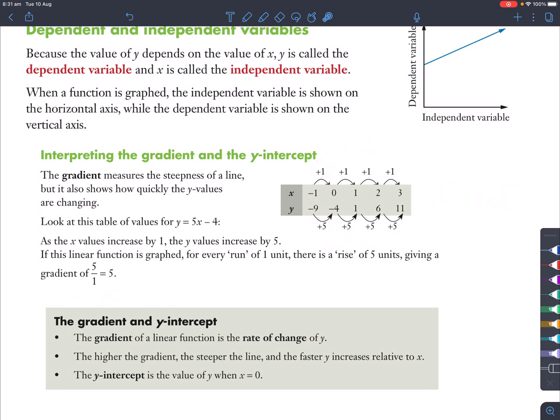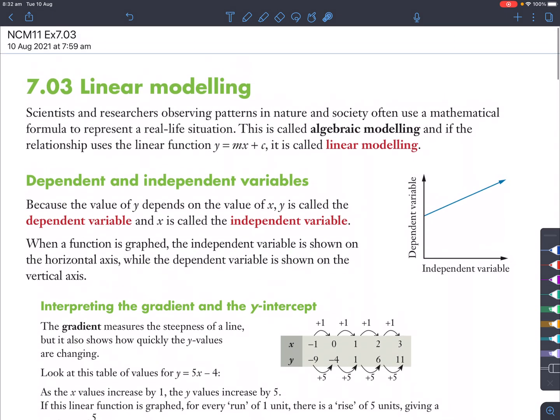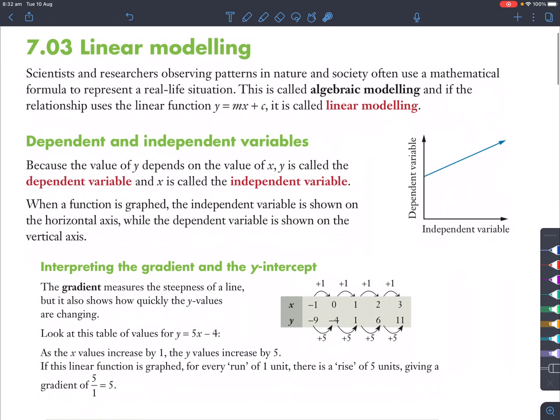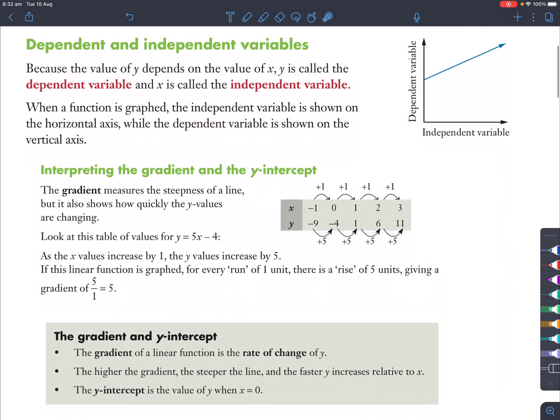Right. The important thing that I want you to write down out of all this, okay, is that the y is the dependent variable and x is the independent variable. Make sure you write that down. You don't really have to write this bit down because I think that's just enough of an explanation. But the next thing I want you to write down is this part. Okay? It's important that you know this.